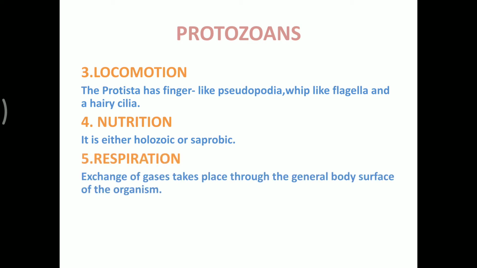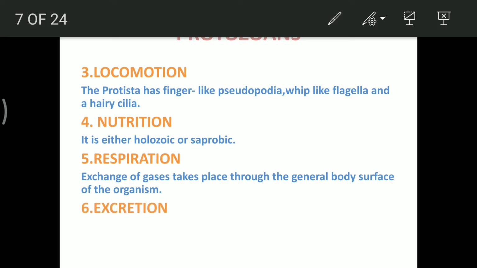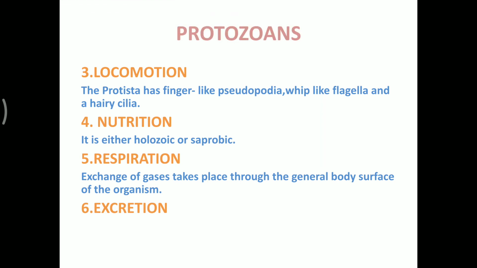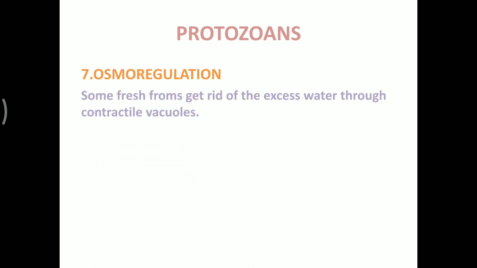Respiration is through the entire body surface or at times even through the contractile vacuole. The excretion in these organisms takes place through the contractile vacuole and the body surface. Osmoregulation in these organisms is with the help of the contractile vacuole, or at times even the excess amount of water is released by this process, by the help of that contractile vacuole present in the organism.